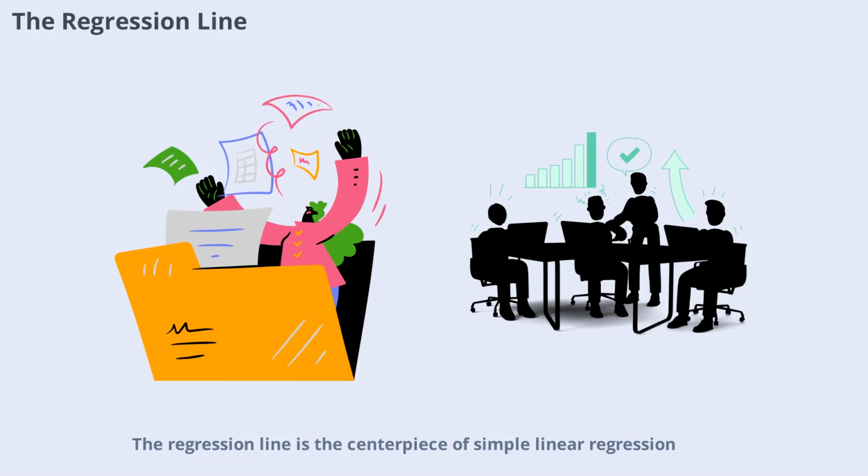The regression line is the centerpiece of simple linear regression. This line represents the best estimate of the dependent variable for each value of the independent variable. It's calculated so that the sum of the squared differences between the observed values and the predicted values is minimized. This approach, known as the least squares method, ensures the line fits the data as closely as possible. Visualizing the regression line helps us see how well our model captures the relationship between variables.